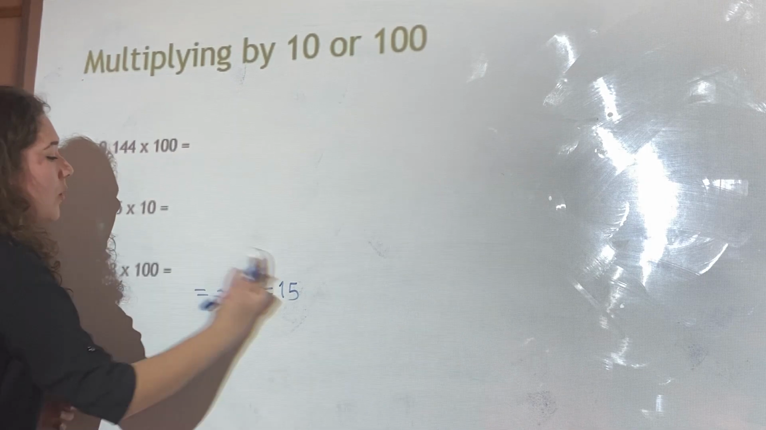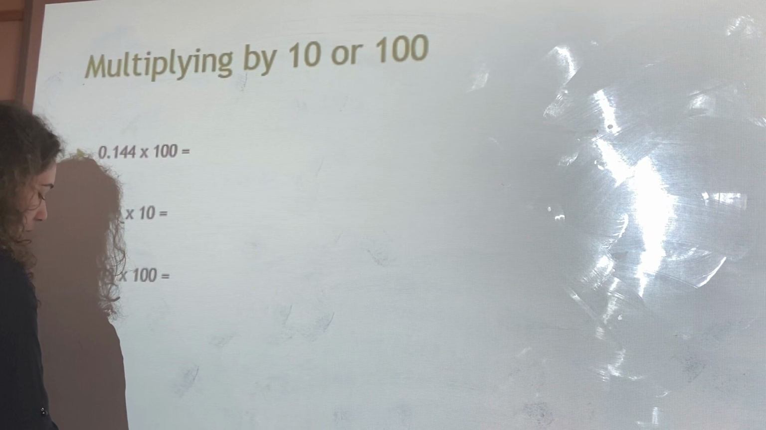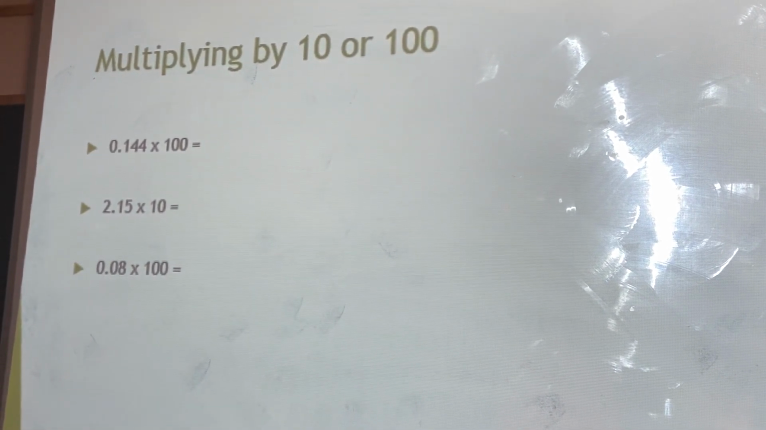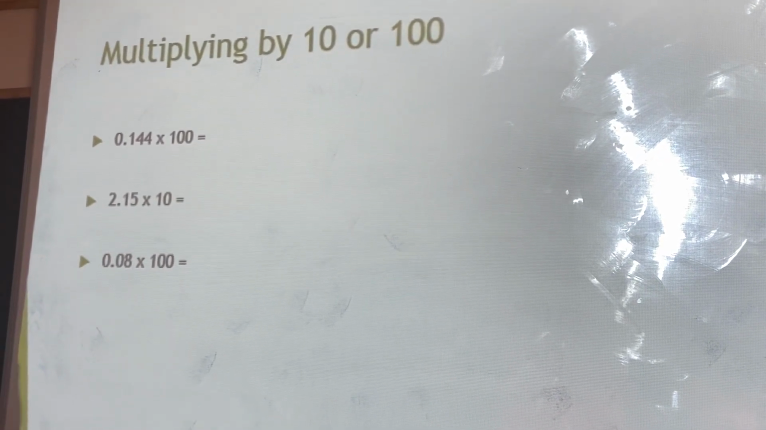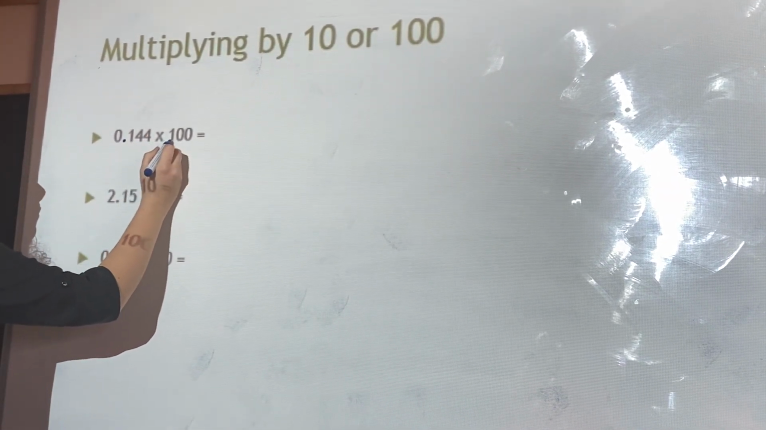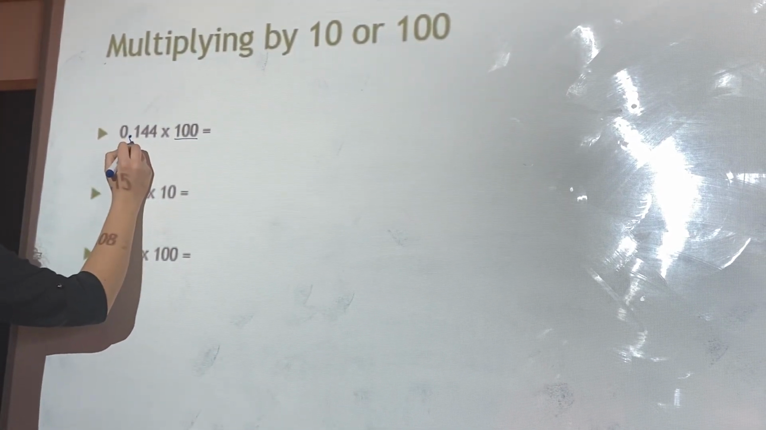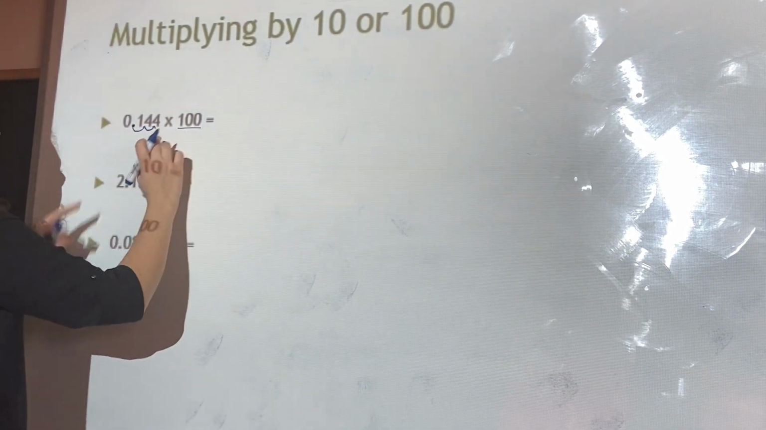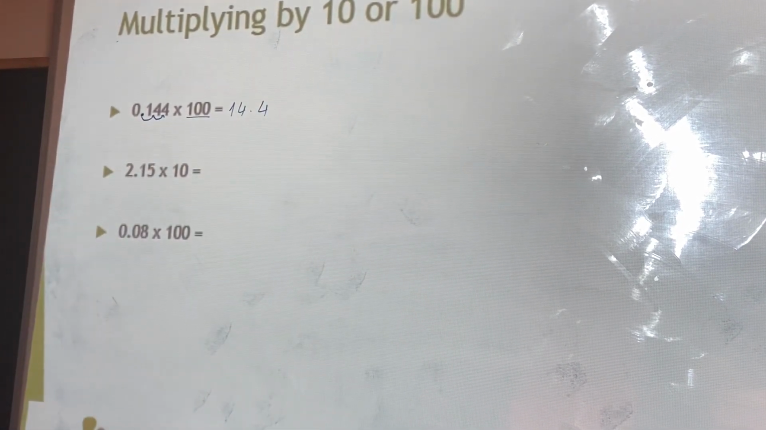Multiplying by 10 or 100. It's easy to multiply numbers by 10 and 100 because we have an easy way to do it. 0.144 times 100. I'm gonna make this number 100 times bigger. How do I do it? This is a decimal number. I have a decimal point here and I'm multiplying the number by 100, which has two zeros. So I'm going to move this decimal point to the right 2 steps and the decimal point at the end will be in between 2 and 4. So I'm going to rewrite the number as 14.4.